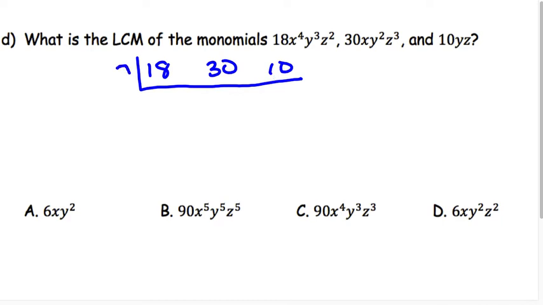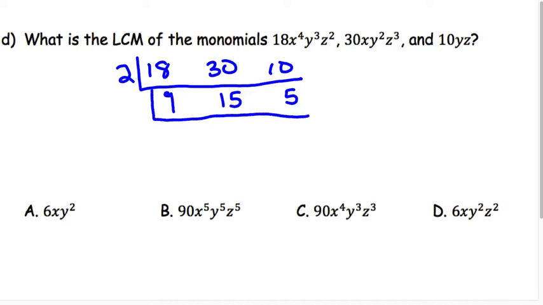Again, I recognize that these are all even, so they are all divisible by 2. Sometimes you got to start out with a nice number like that just to make these numbers a little bit smaller and make the math a little easier. 18 divided by 2 is 9, 30 divided by 2 is 15, and 10 divided by 2 is 5.